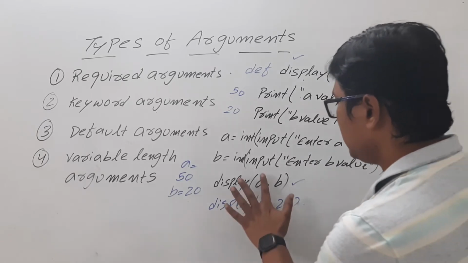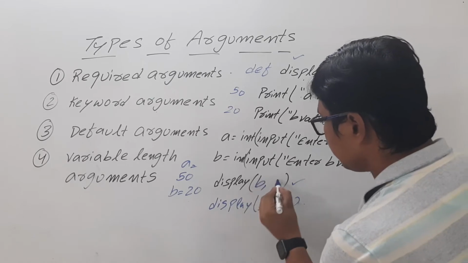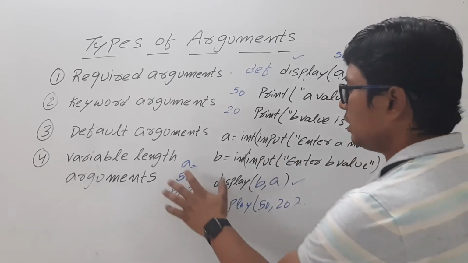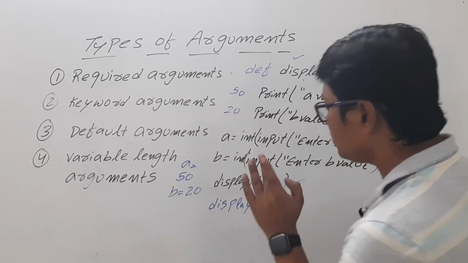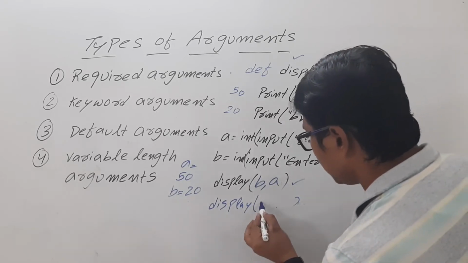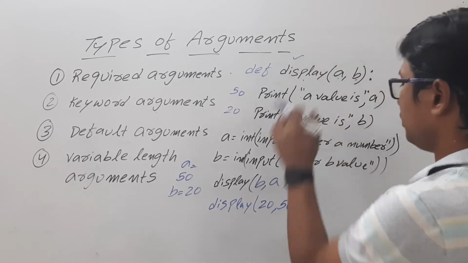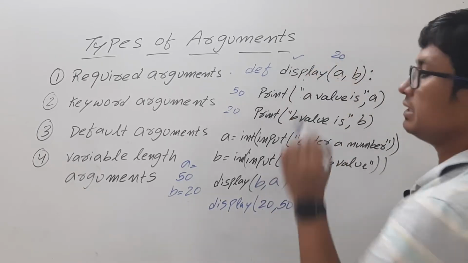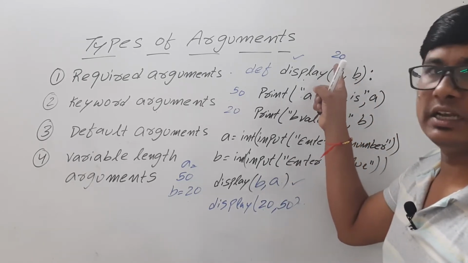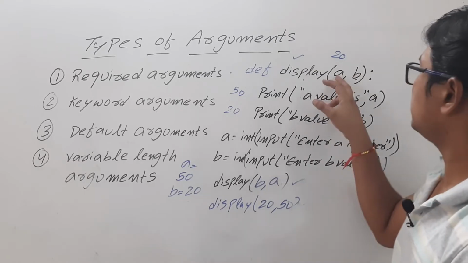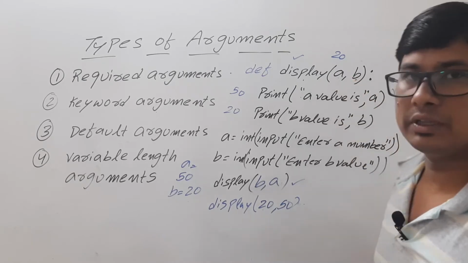Now let's take that instead of a, b, I am passing it as b, a. Let's take that a value is 50 and b value is 20. Then what values will the function receive? It will pass 20 and 50. Is it clear? Now the control will come here. Now look here, a value is 20 will come here. Are you able to understand? Because the first parameter you are passing will be stored in the variable called a, and the next value you are passing will be stored in the variable called b.